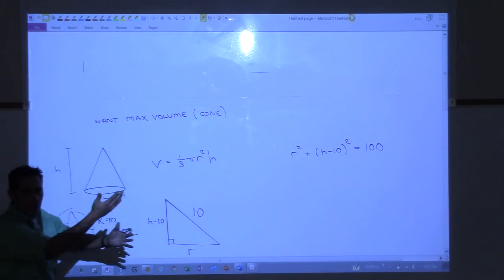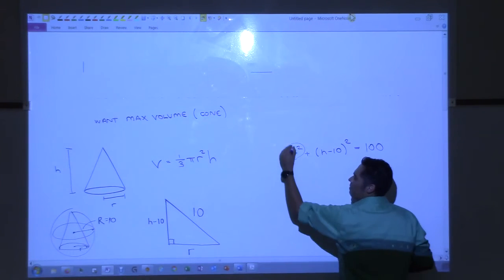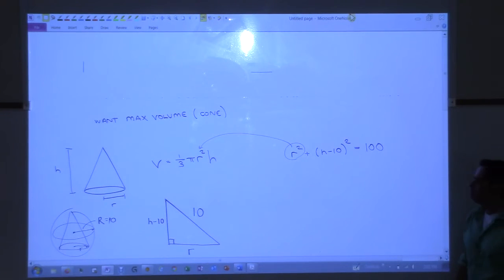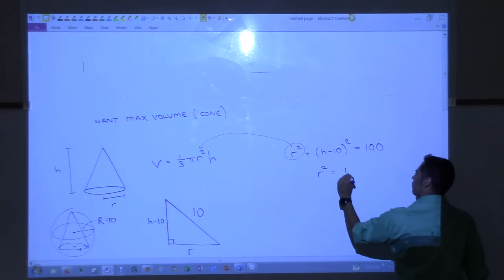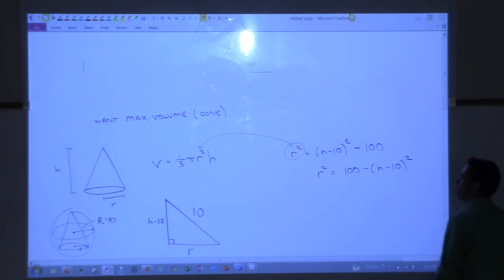Now, it can be done both ways. I mean, you get the same answer no matter which way you do it. But I think I like the idea of that thing being right there and just moving this over. Okay, so I'm going to go for r squared here. Not even going to take the square root. 100 minus (h minus 10), that quantity squared. So that gets plugged in over there.